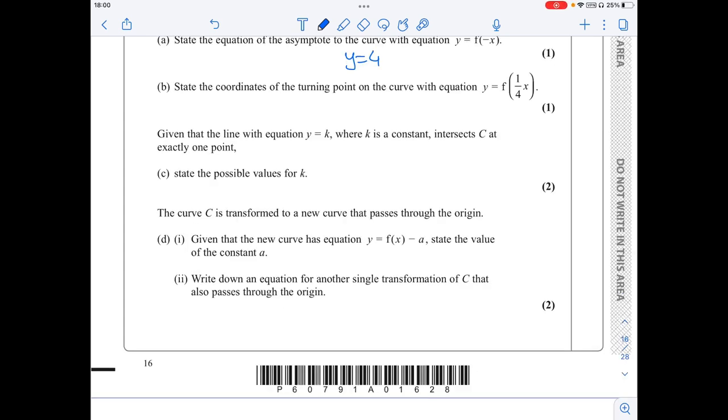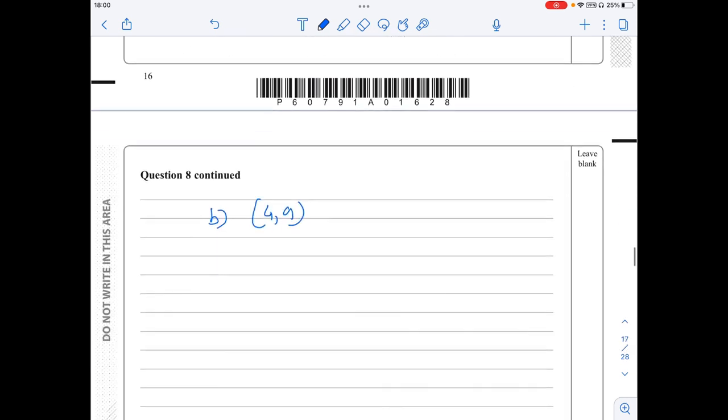State the coordinates of the turning point for the curve y equals f of 1 upon 4 x. The turning point was (4, 9), as given. So it is 1 upon 4, so it is divided by 4. You have to do the opposite operation. It gets multiplied by 4. So (16, 9) is going to be the answer.